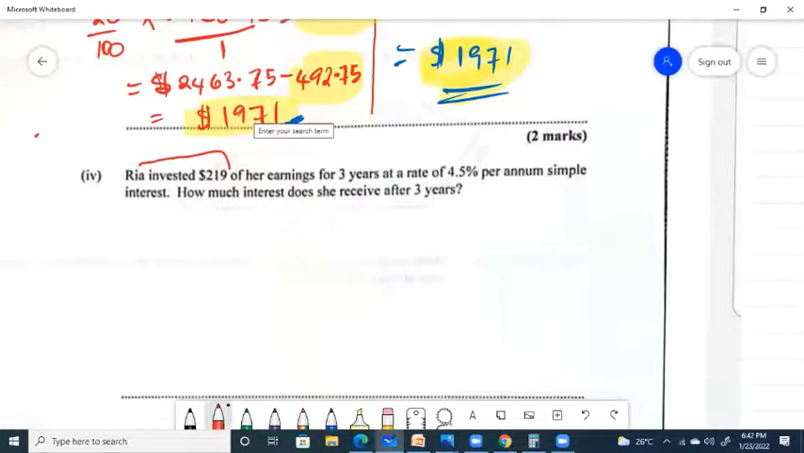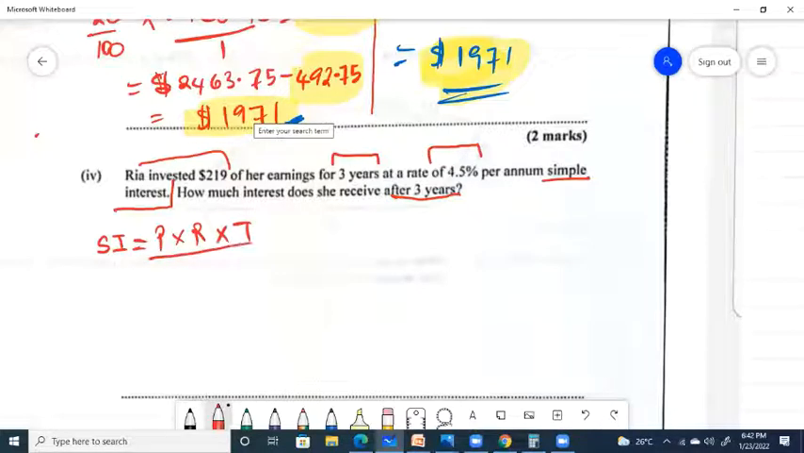All right, of her earnings for 3 years at a rate of 4.5% per annum, simple interest. We are told simple interest. How much interest does she receive after 3 years? Remember, there's a formula for simple interest. To find the simple interest, it's the principal times the rate times the time, all over 100. I'm not going to give you 3 or 4 formulas. I'm just going to say, cherish this formula now, and then substitute at the appropriate places.